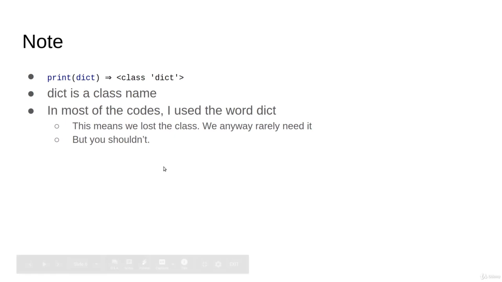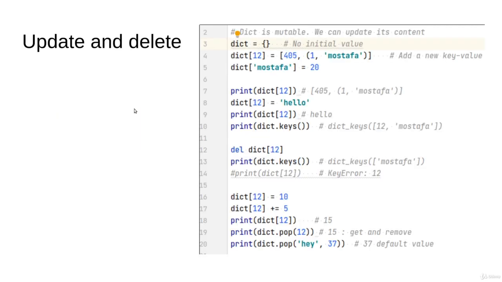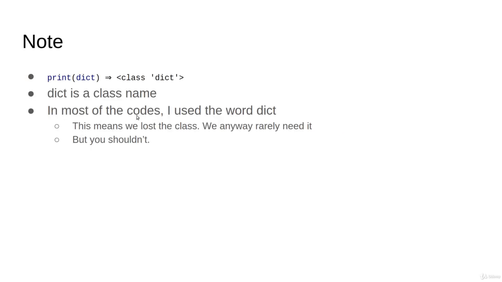Note that if you try to print the word dict, you will see that there is a class dict. So dict is actually a class name. In most of the code, I was lazy, and I think in most of it I used dict as a variable name. This means that we cannot use the dict class anymore. Please don't do that. Just use a word like dct instead of dict. Here, we lost the access to the class. We rarely need it, but this isn't a good coding way. This is the same as not using a variable like len because there is a len function. Don't use a variable like sum because there is a sum function. Don't use the variable dict because there is a class named dict. That's all.